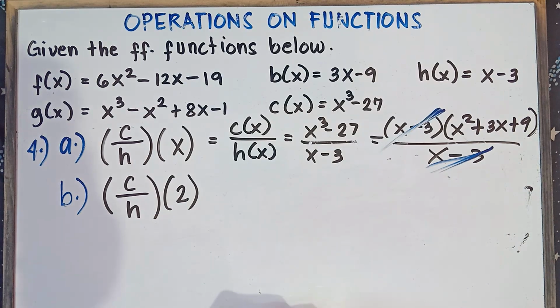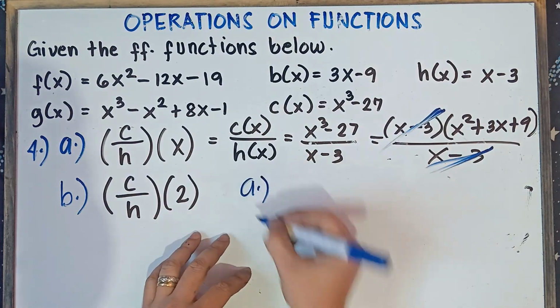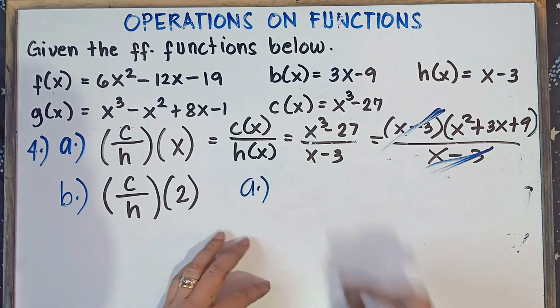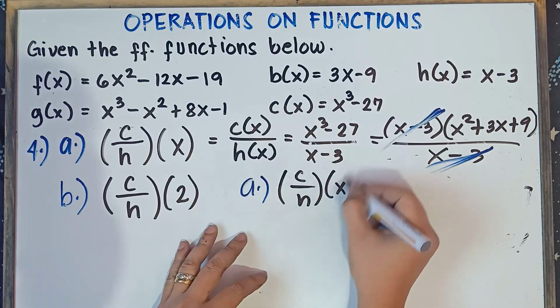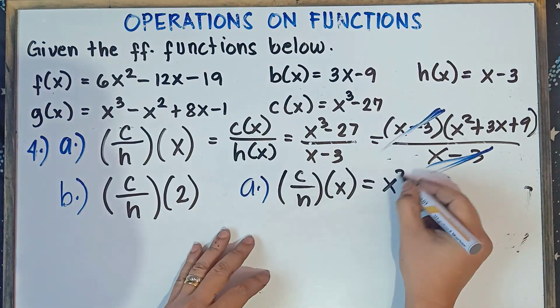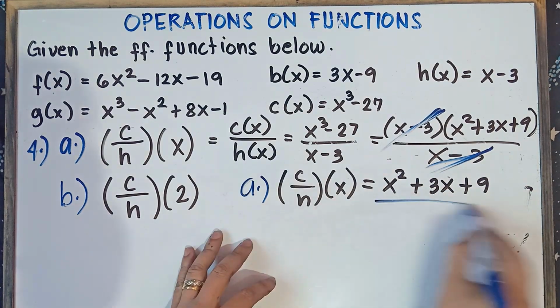So let me just write the answer here. We don't have enough space, class. So letter A, the answer of C divided by h of x. The answer is equals to x squared plus 3x plus 9. That's it, class. All set for letter A.